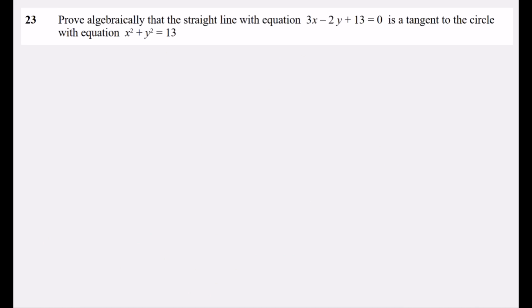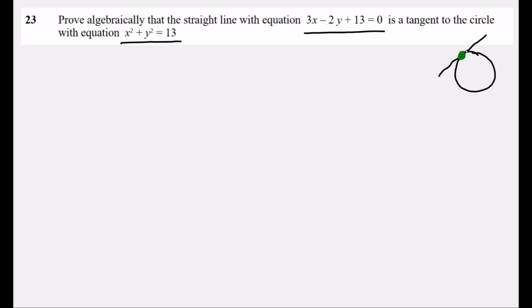Question 23. Prove algebraically that the straight line with equation 3x minus 2y plus 13 equals 0 is a tangent to the circle with equation x squared plus y squared equals 13. So if it's a tangent, whenever we have simultaneous equations on the graph, the answers are where they intersect. If it's a tangent, it has to have just one point of intersection. So we're solving these as simultaneous equations, and if there's just one answer, then it is a tangent. If there's one intersection, it's a tangent.